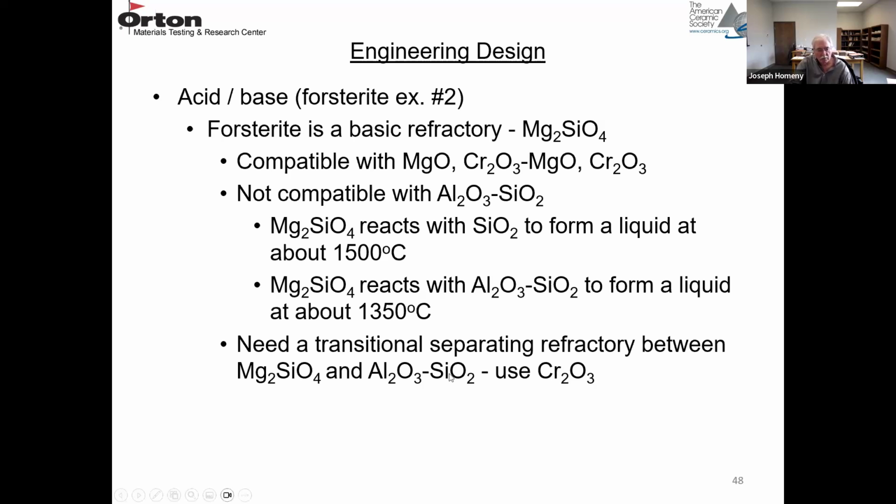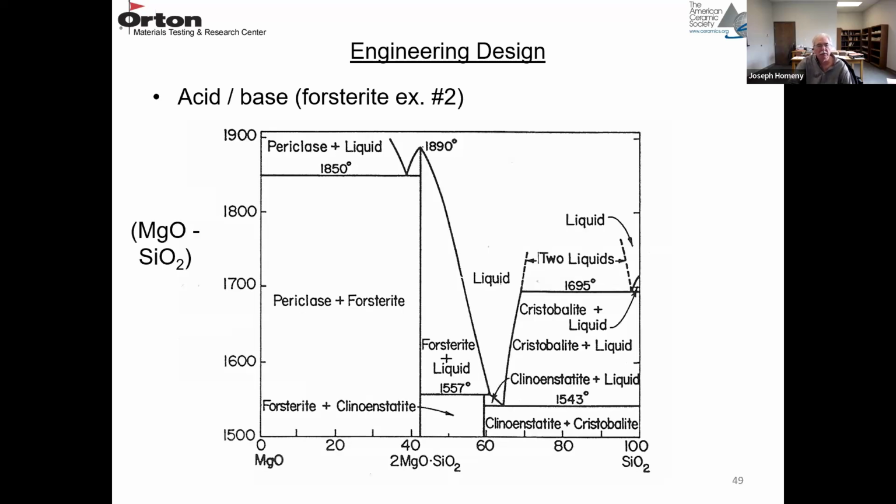And again, it's going to depend on the temperature where these two materials are in contact with each other. If it's low temperature, it really doesn't matter. So this is the MgO-SiO2 phase diagram we showed earlier in the course. Here's forsterite, Mg2SiO4. It has a high melting point, but when it's in contact with SiO2, you can see what happens here.